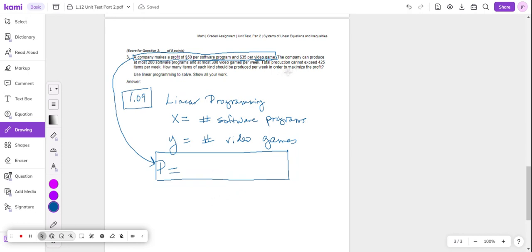Find the maximum or the minimum. And if you'll look right here, when you get to the last sentence, it's asking you for the maximum. Okay, it's asking you to maximize the profit. The rest of this problem is going to give you your inequalities. The company can produce at most, that's a phrase for an inequality, 200 software programs. That's going to produce an inequality. At the most 300 video games. That's going to produce your second inequality. And then it says the total production cannot exceed 425 items per week. That's going to produce your third inequality.